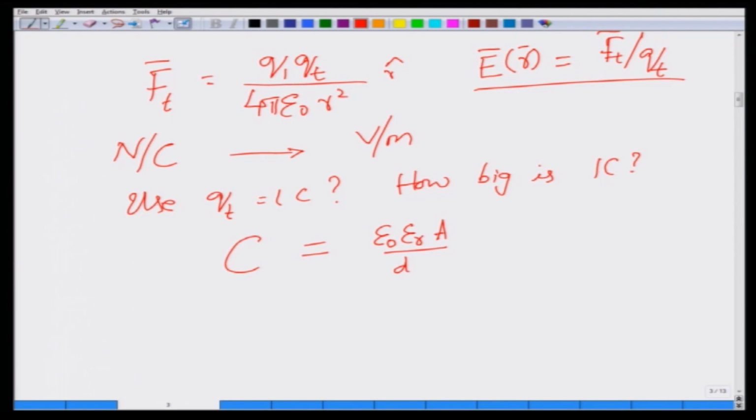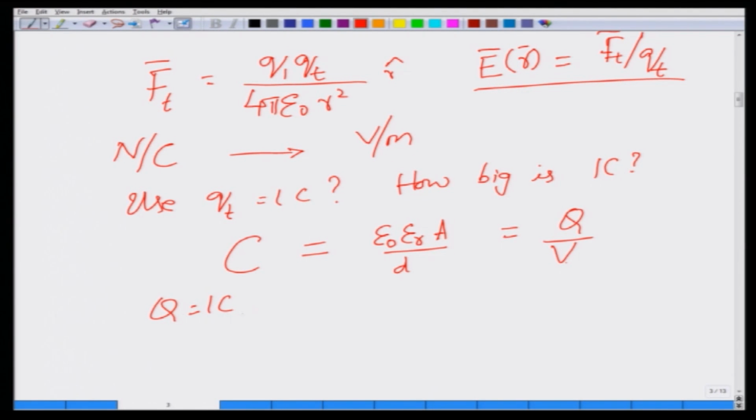Now, if I go back to the definition of a capacitor in terms of the charge stored on one plate to the potential difference, or the voltage that I have applied between the two plates, it is nothing but Q by V. Q is the charge stored and V is the potential. Now, if I say Q is equal to 1 coulomb, what would that mean? What voltage should I apply to ensure that there is 1 coulomb of charge between the two plates of a parallel plate capacitor? Let us see how much voltage we have to apply.